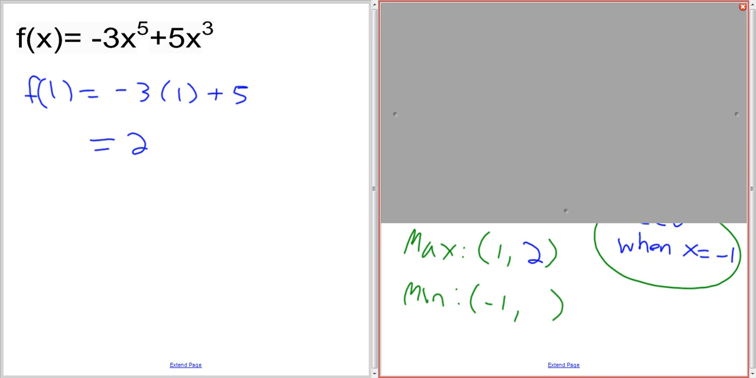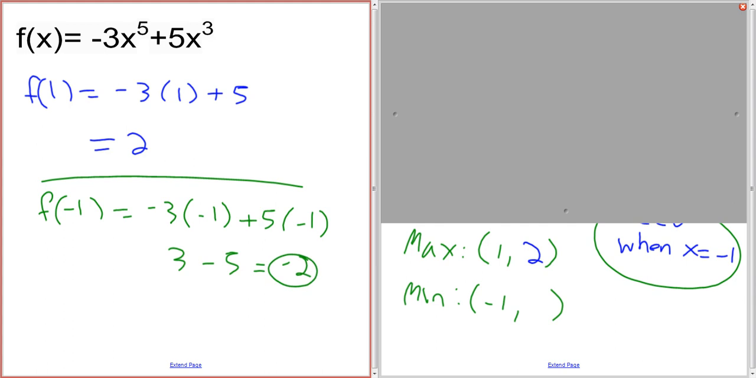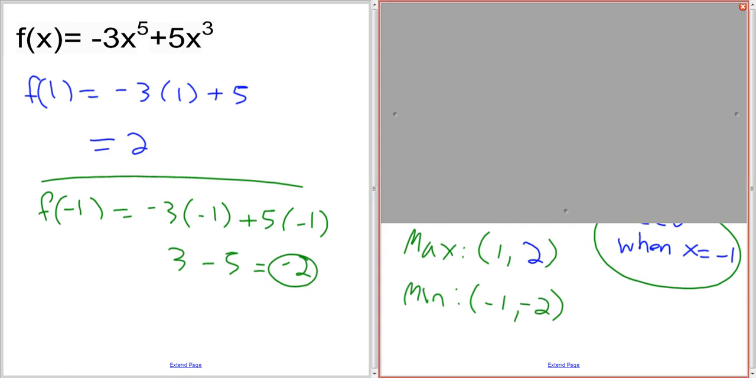And the local minimum, of course, is f of negative 1. Well, that's negative 3. That's negative 1. That's positive 5, and that's negative 1. So that's 3 minus 5. That's negative 2. So our local min is there. So we found our local max and our local min from our graph. That is really what it was asking you to do. You're in pretty good shape.